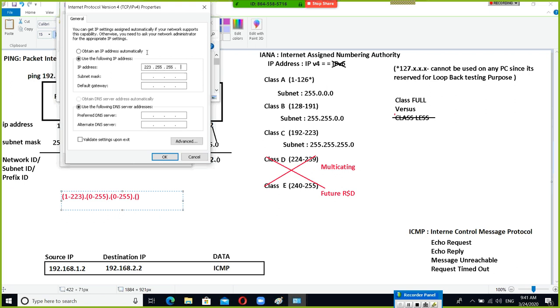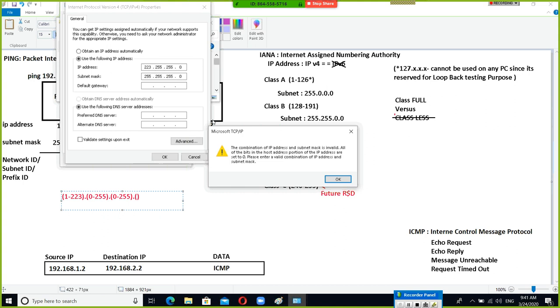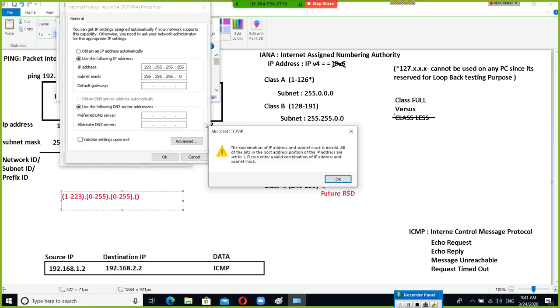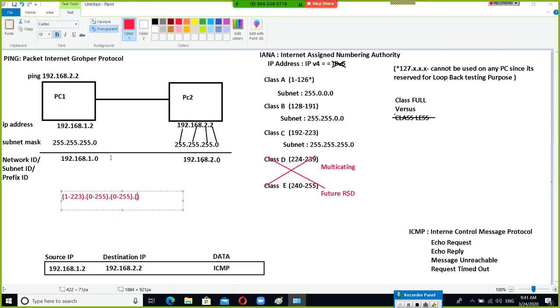Let me tell you. In the last octave, even though it's allowing me to type 0, if I hit OK, it will throw me an error: the combination of IP address and subnet mask is invalid. Again, if I type the last number as 255, it will give the same error: the combination of IP address and subnet mask is invalid. Meaning, you can only use IP addresses from 1 to 254.